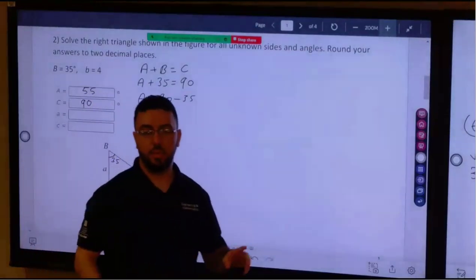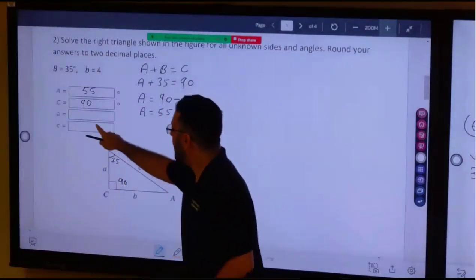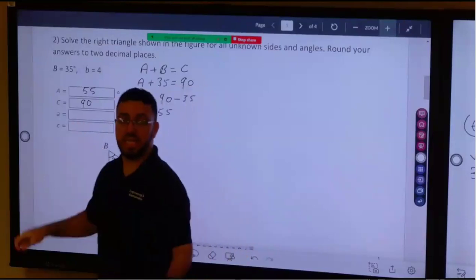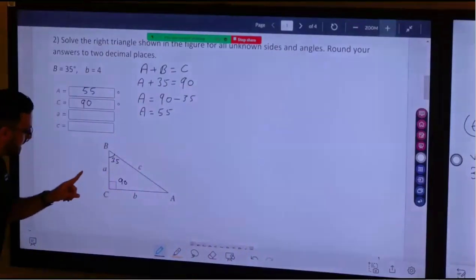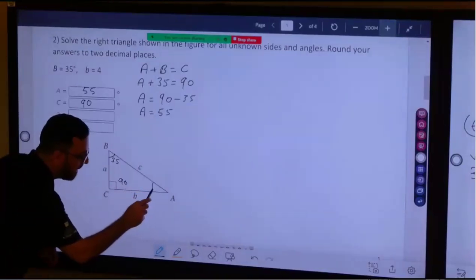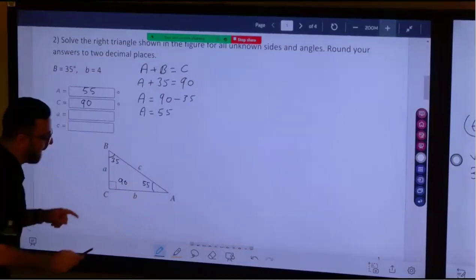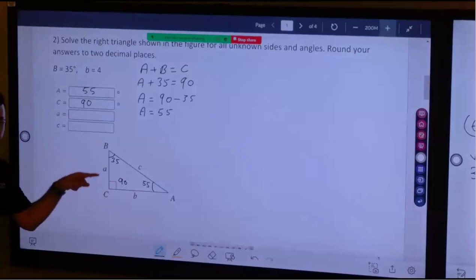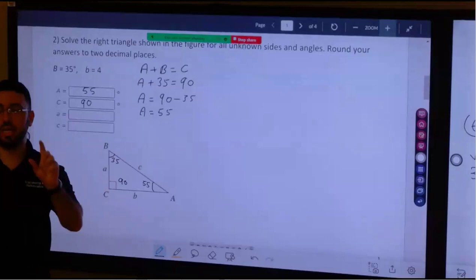Now, what's the next step? Which one are you going to look for? Tangent. A. I need to find the side A. Where is the side A? Here. I already know the angle here is 55. So check here. Here is the side A. First of all, locate which angle you're going to use.